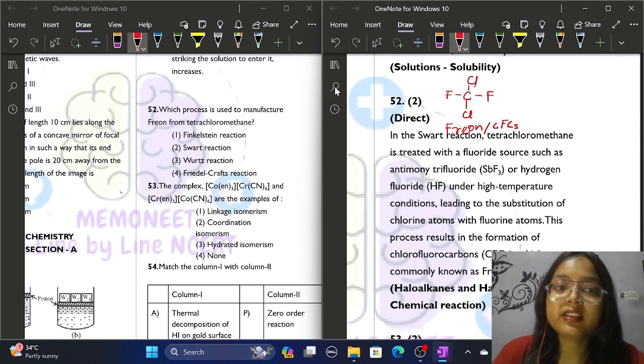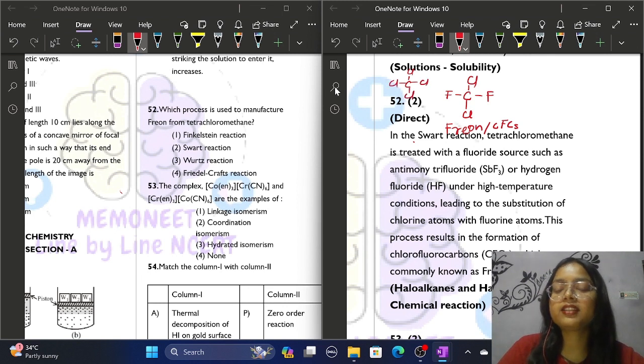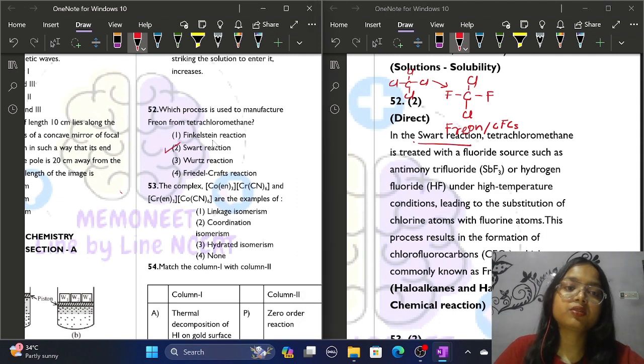So in the Swarts reaction, how is it formed from tetrachloromethane? Tetrachloromethane, we all know what the structure will be. Four chlorines are attached. So this is tetrachloromethane, and from tetrachloromethane we have to form freon, which is the CFCs. By the Swarts reaction we can do so. So the Swarts reaction will be the correct answer.